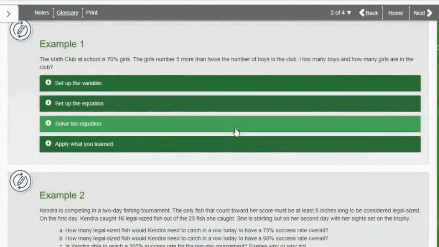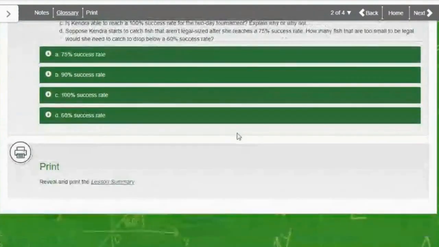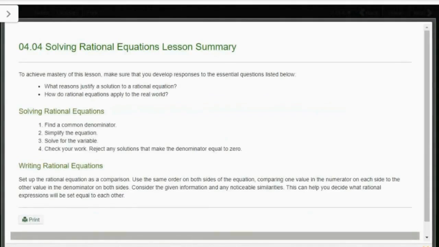So here is a couple of word problems. And then the lesson summary is right there. So like I say, that's the end of the lesson. Find the common denominator, simplify it, solve for the variable, and then check to see if you have to throw any of those out. Because you have to reject anything that would make the denominator equal to 0.